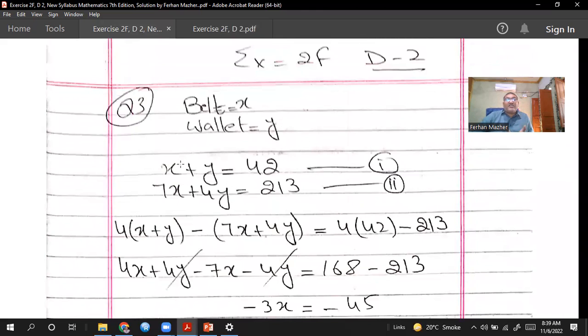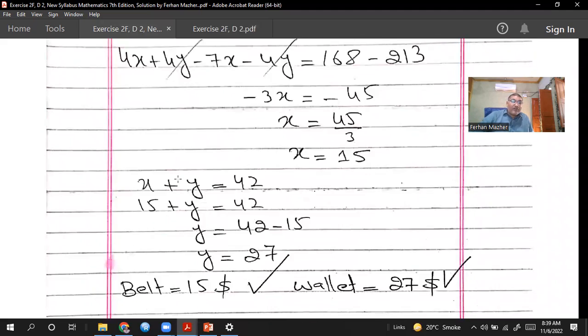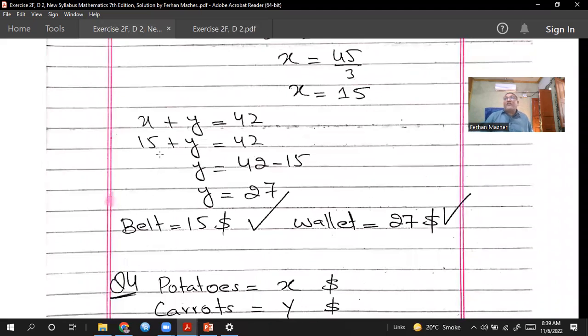So I will use the first equation, which was x plus y equals 42. And in the place of x, I will substitute 15. So x plus y equals 42, so it will be 15 plus y equals 42. So y will be equal to 42 minus 15, and y will be 27. So the cost of one belt is $15 and the cost of one wallet is $27.